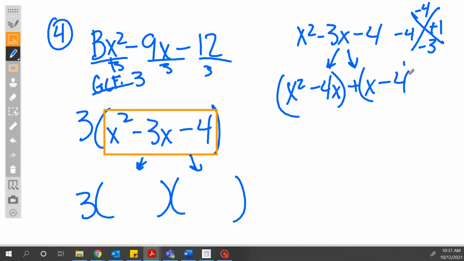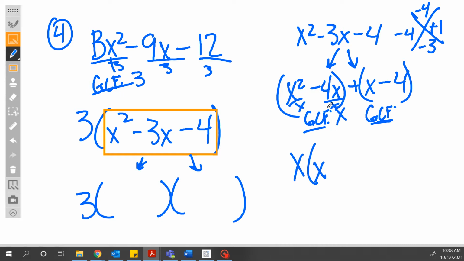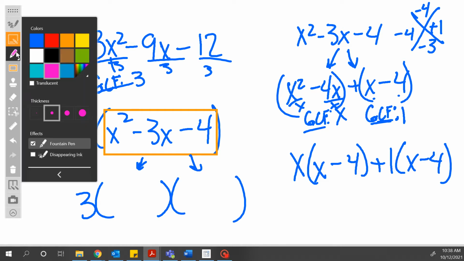I can group these together and take the GCF out of each group. The GCF of the first group is x, so I'm factoring x out. Factoring x out of x squared leaves me with x. Factoring x out of negative 4x leaves me negative 4. Now x and negative 4, x minus 4, these don't have a GCF. They don't have anything in common, so I'm going to have to factor out a positive 1, which leaves me with x minus 4. So now I know what my two factors are.